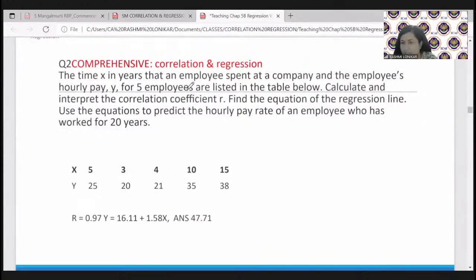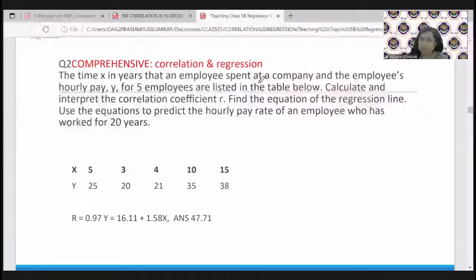The time X in years that an employee spends at a company and the employee's hourly pay Y for 5 employees are listed in the table below. Calculate and interpret the correlation coefficient R. Find the equation of the regression line. Use the equation to predict the hourly pay rate of an employee who has worked for 20 years.